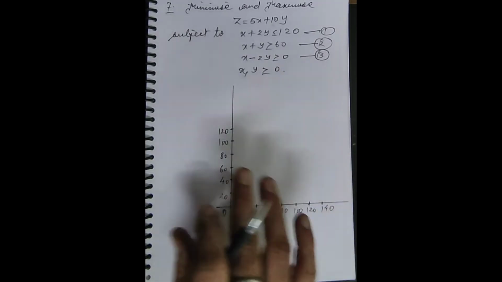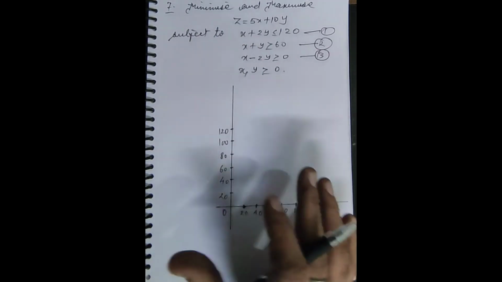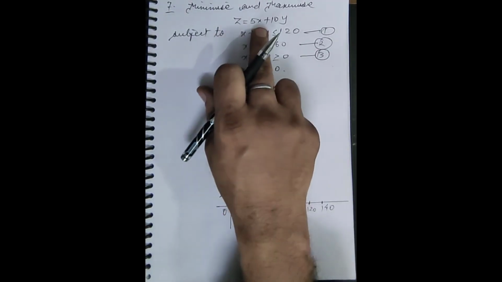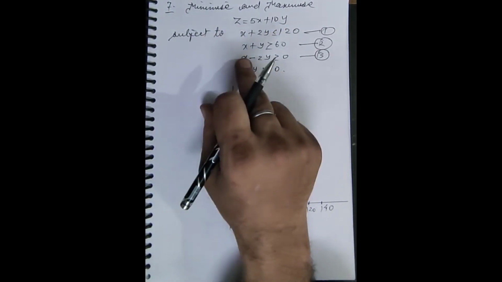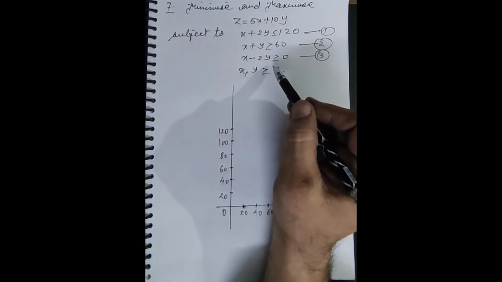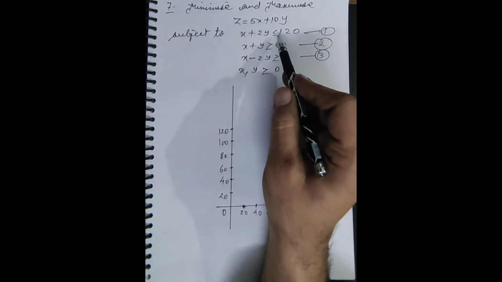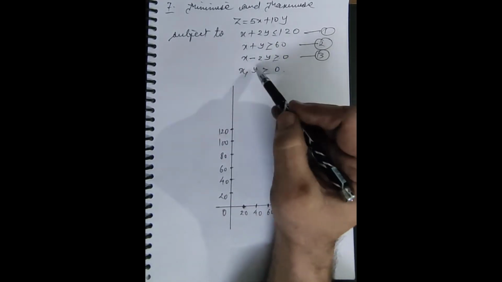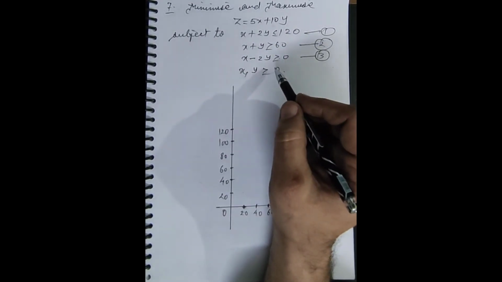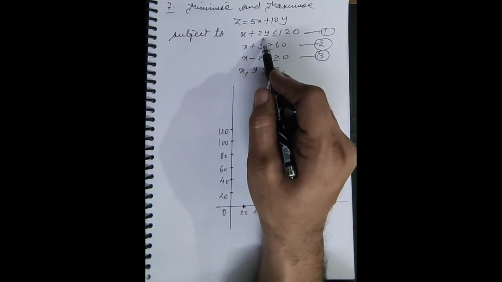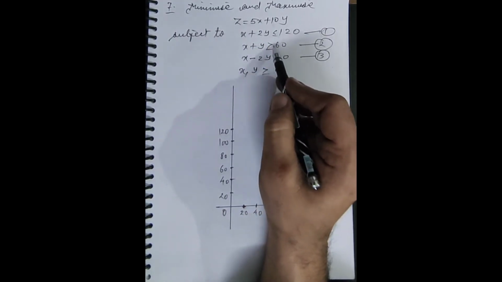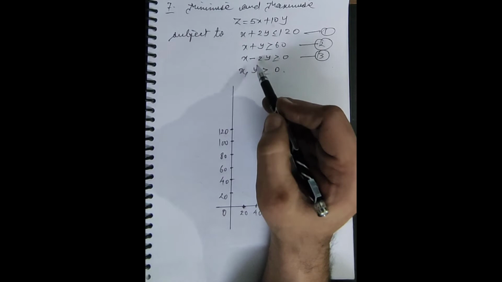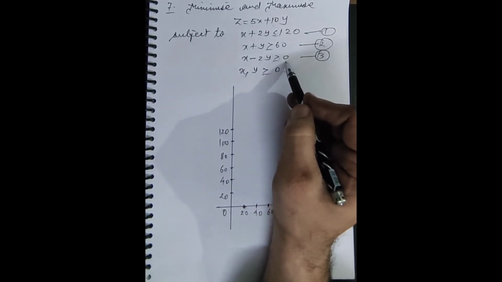According to this question, it's a special one as minimizing and maximizing are both the targets, with objective function z equal to 5x plus 10y, subject to the constraints. This time 3 constraints are given, and the nature is also different: less or equal to, greater or equal to, both mixed. So we have to be careful while plotting. x plus 2y less or equal to 120, x plus y greater or equal to 60, and a different one, x minus 2y greater or equal to 0.